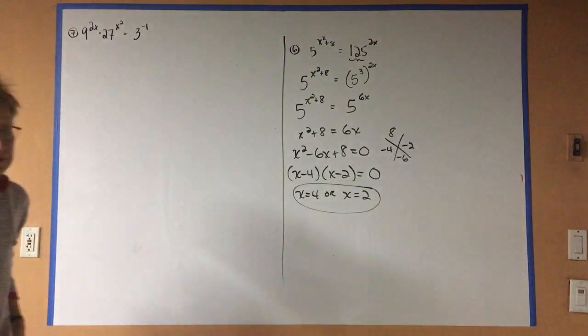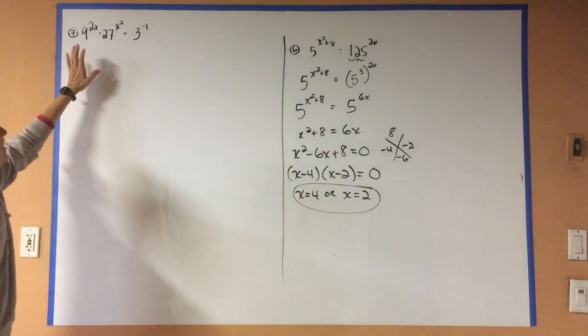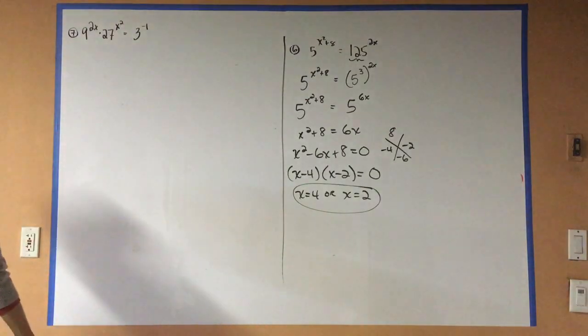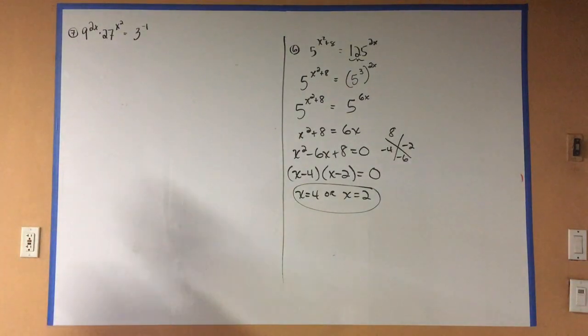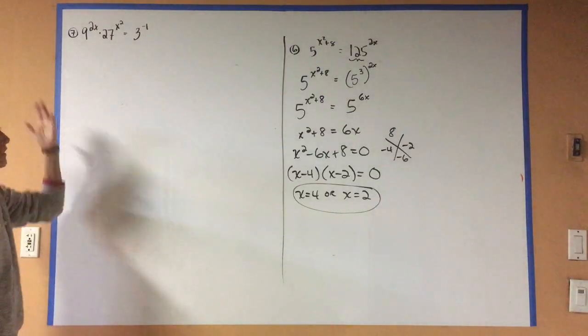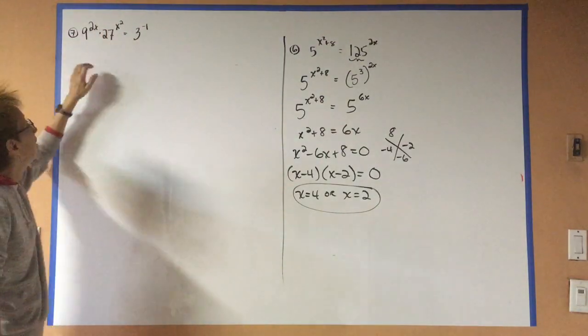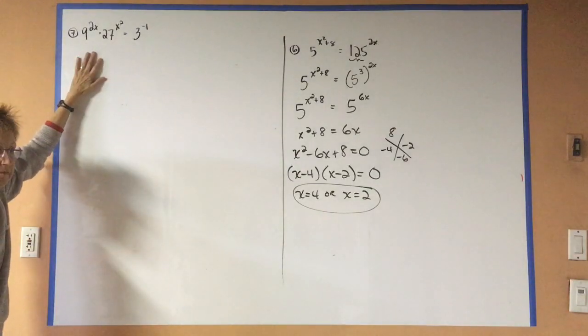I do like this one, okay? Just commenting. So let's see, 9 to the power of 2x times 27 to the power of x squared equals 3 to the negative 1. Oh my. What kind of equation is it? It's exponential. The unknown is in the exponent, there and there. How the heck do I do this one?